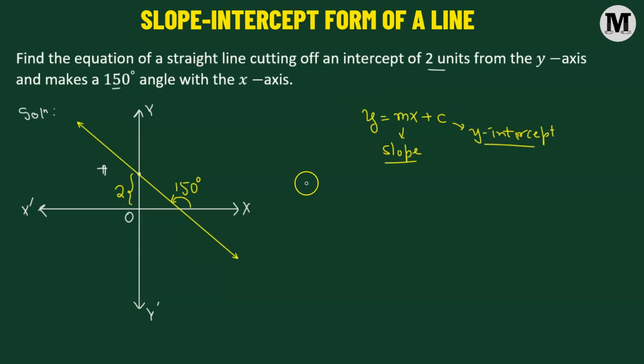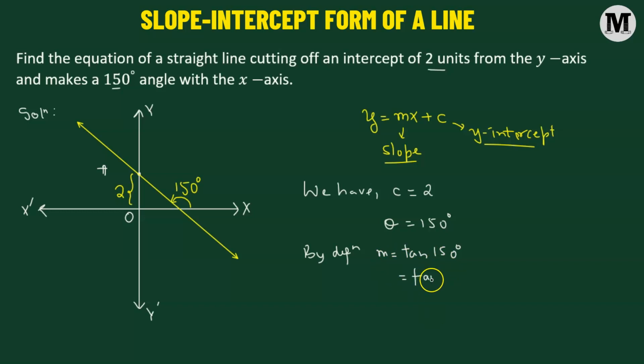In our case, we have the value of the y-intercept, the c value, which is positive 2. Then we have the slope. Here the slope is not given to us. We are only given the angle that the line makes with the positive direction of the x-axis. Here theta is 150 degrees, but we know by definition that the tangent of that angle theta, tangent of 150 degrees, gives us the slope of the line, which is m. So let's find the value of tangent 150 degrees.